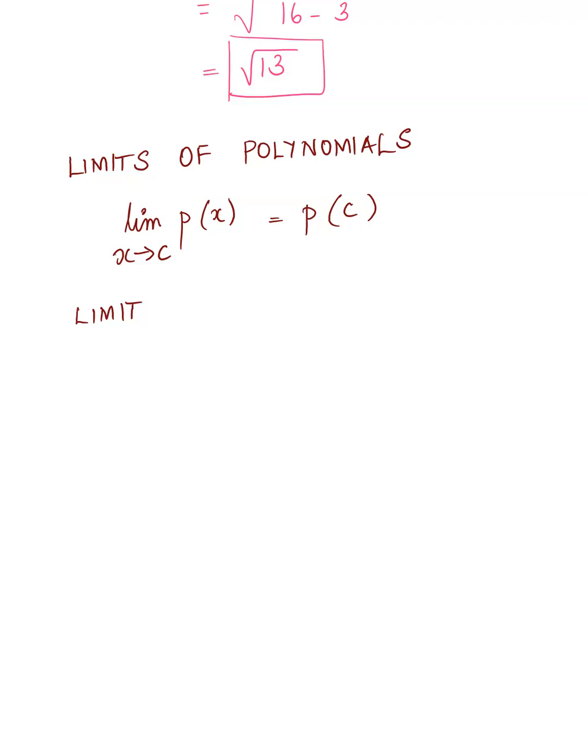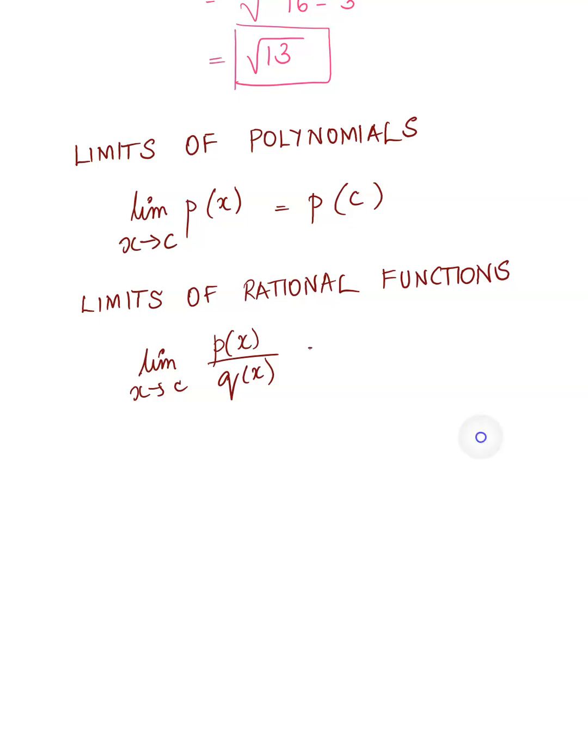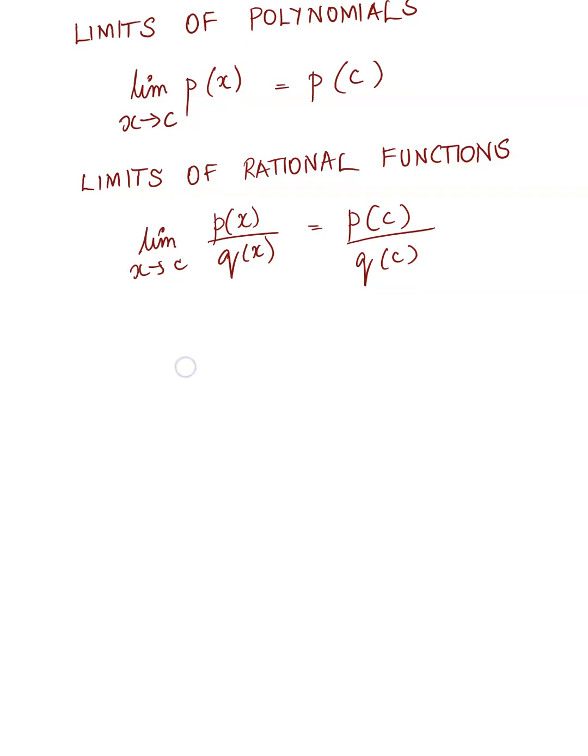And it's also interesting to see the limits of rational functions. A rational function is a ratio of a polynomial over a polynomial. So if I had p of x over q of x as your function, then because of the polynomial condition there, the limit is the same as p of c over q of c. Very, very helpful. So let's take a look at some examples here.